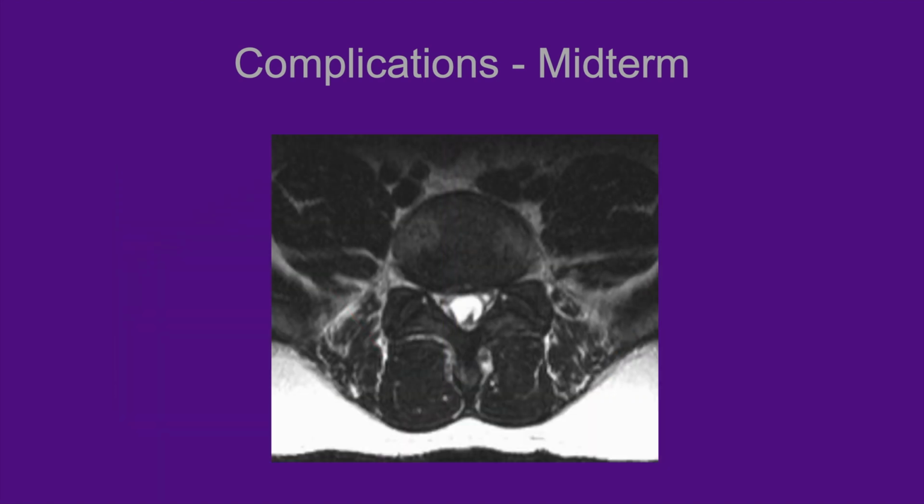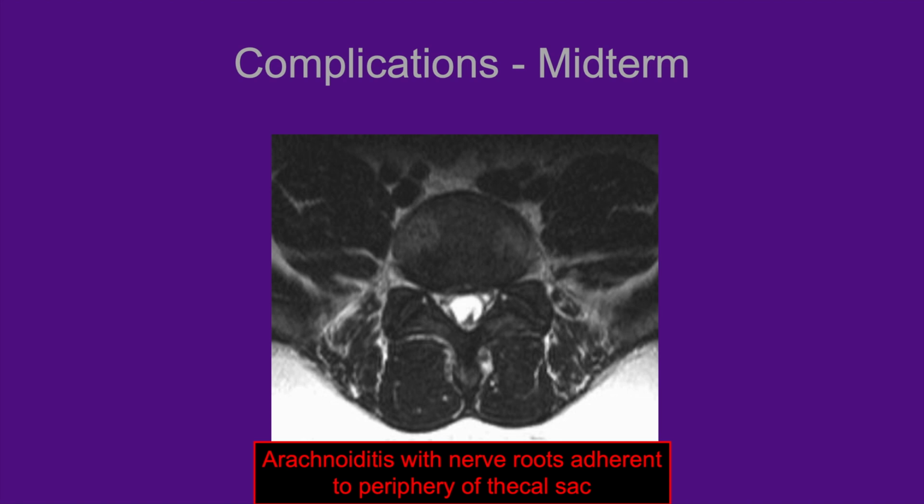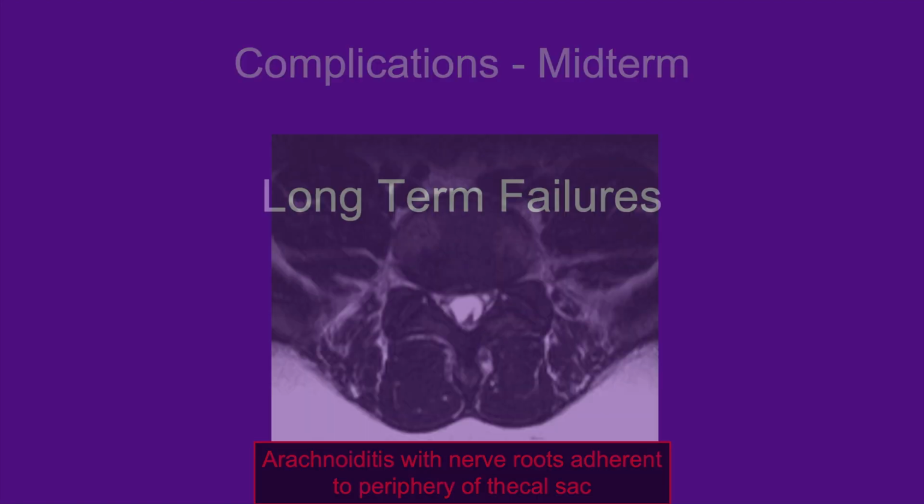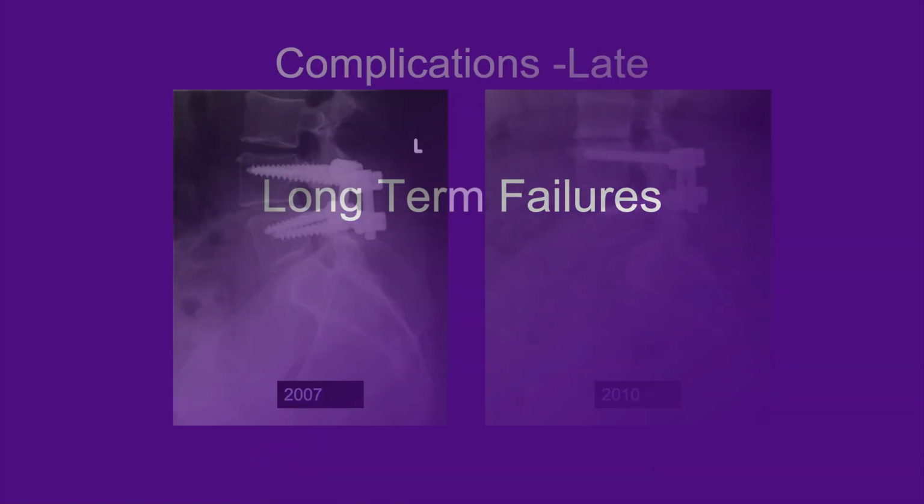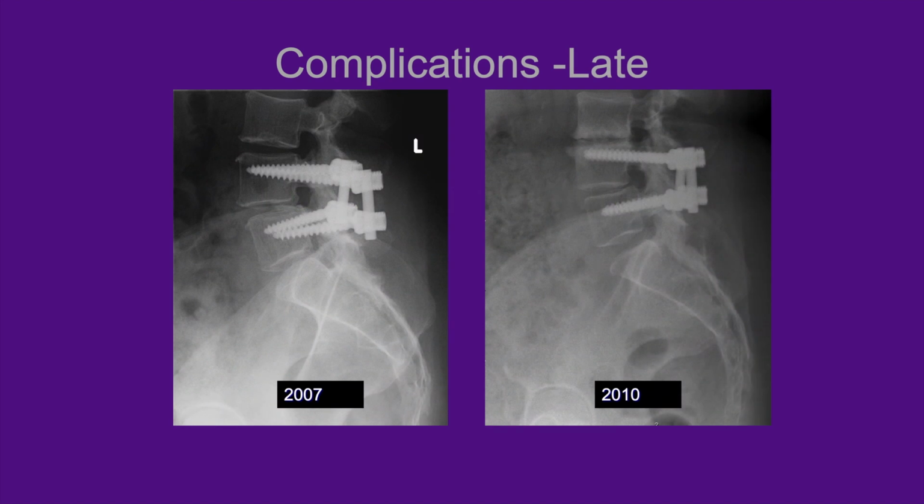Another complication in the midterm period where we have the empty thecal sac sign because the nerve roots are adherent to the sides of the thecal sac, and this of course is associated with arachnoiditis. Longer term failures tend to be mechanical in nature.